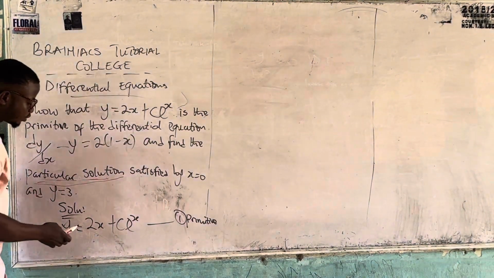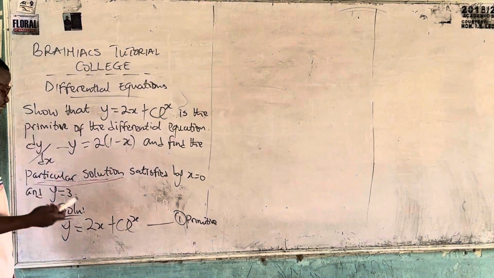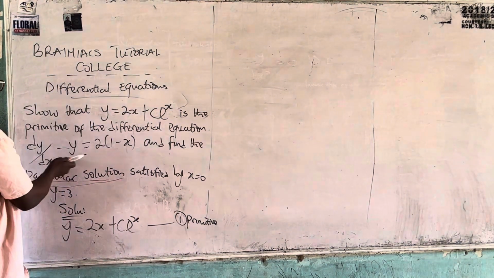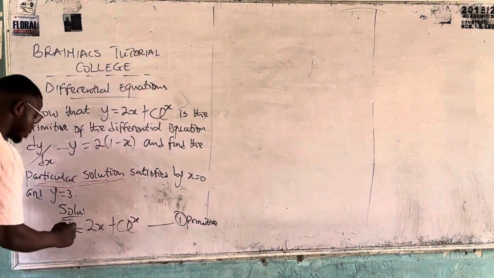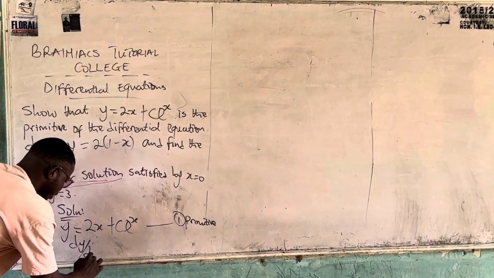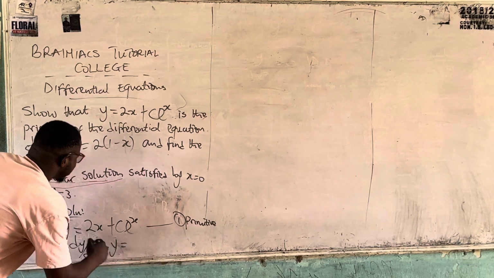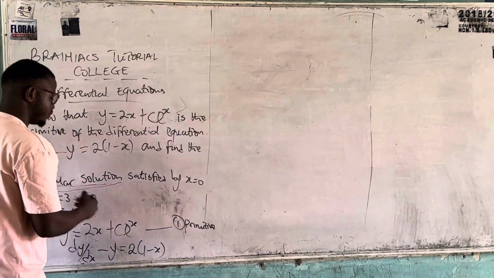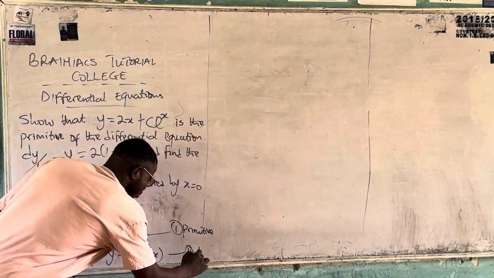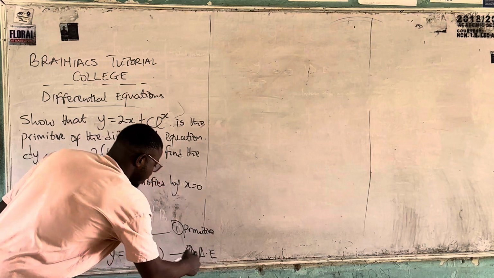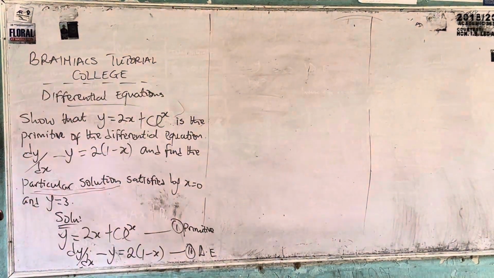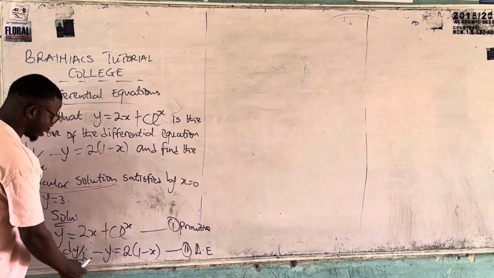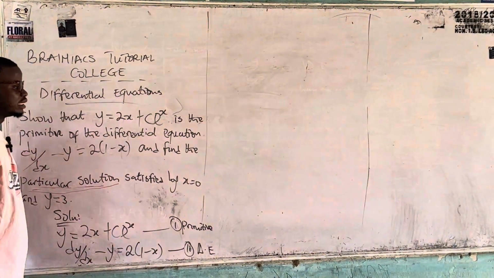And don't forget that the number of constants we have tells us the number of times that we differentiate. Here we only have one constant, and the next one will be dy/dx minus y equals 2 into 1 minus x. This one is the differential equation, equation 2. We can use DE to denote it. The differential equation is the one that has no constant, and the one that has the constant is the primitive.